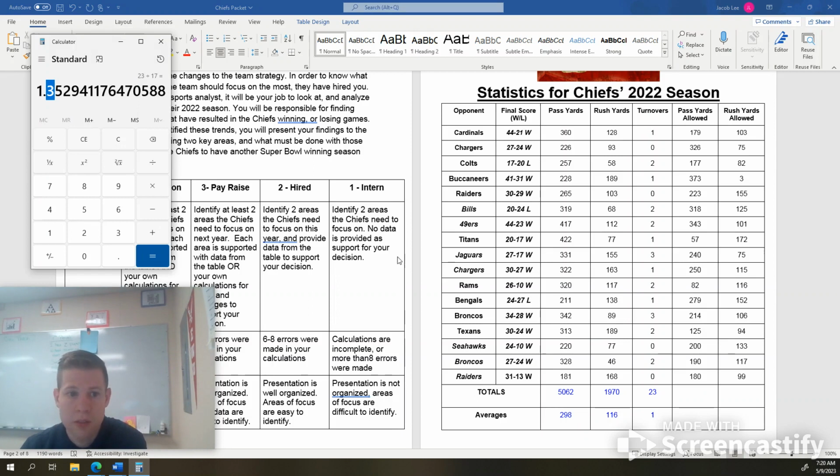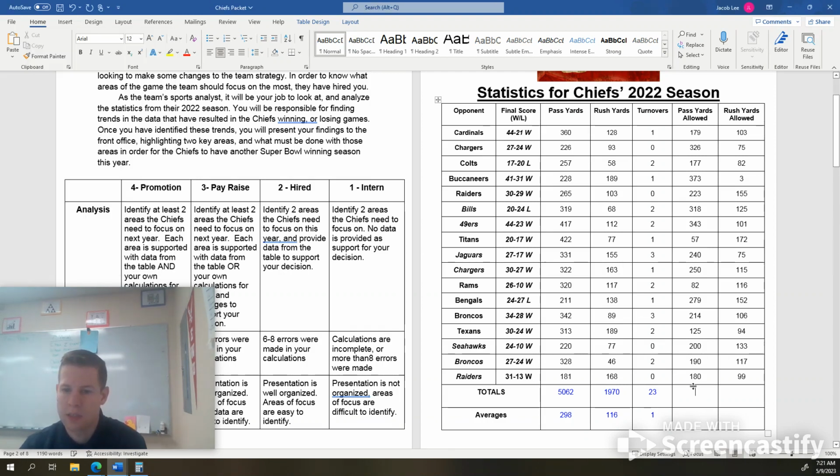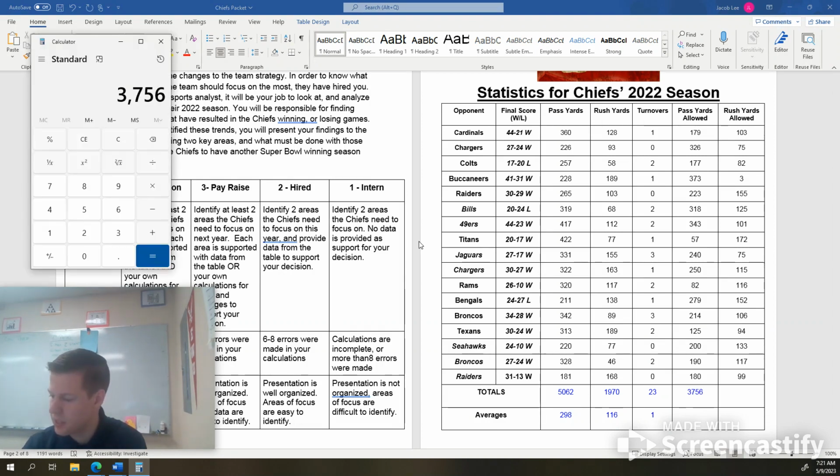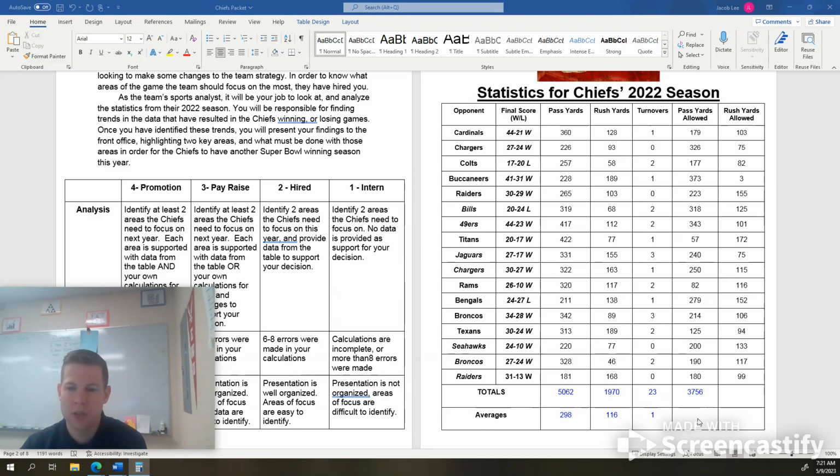We'll do it for pass yards allowed. 179 plus 326 plus 177 plus 373 plus 223 plus 318 plus 343 plus 57 plus 240 plus 250 plus 82 plus 279 plus 214 plus 125 plus 200 plus 190 plus 180. That's 3,756. We will take that 3,756 and divide it by 17 to get 220.9. That would round up to 221 pass yards allowed.